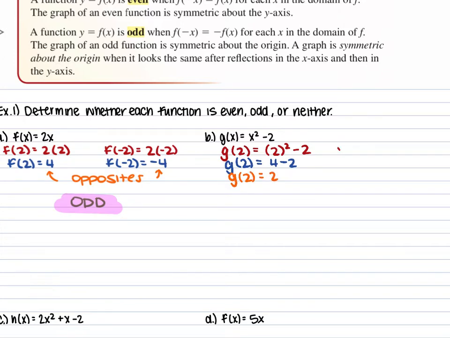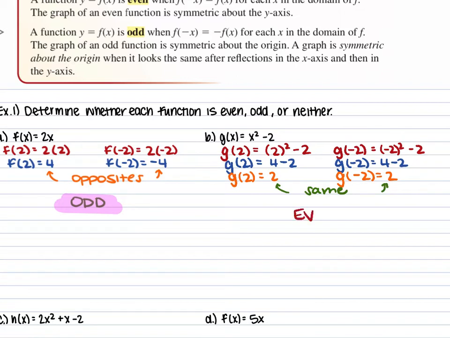We're going to do the same thing, but now with negative 2. So g of negative 2 is going to be negative 2 squared minus 2. The negative 2 squared is 4. And 4 minus 2 gives us positive 2. Now if you compare the 2 with the 2, they're the same. So this is an even function.